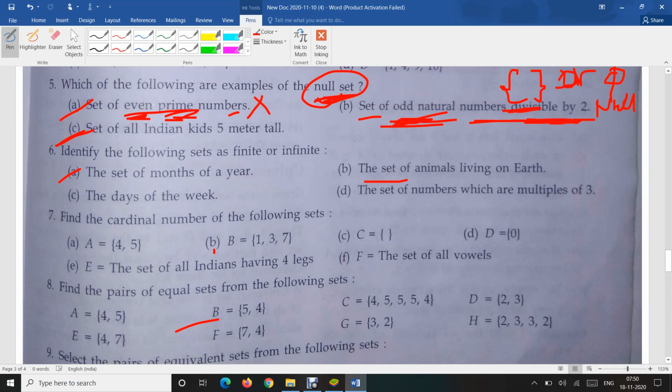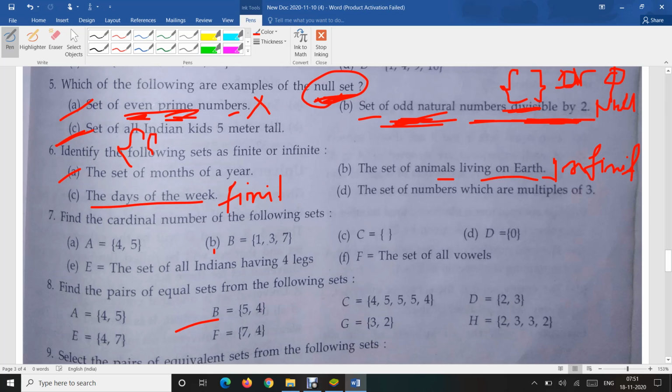The next is the set of animals living on earth. See, there are so many animals living on the earth. So these are infinite. We cannot count them. So this is an infinite set. The days of the week also form a finite set, because days of the week are fixed: Monday, Tuesday, Wednesday, Thursday, Friday, Saturday and Sunday.